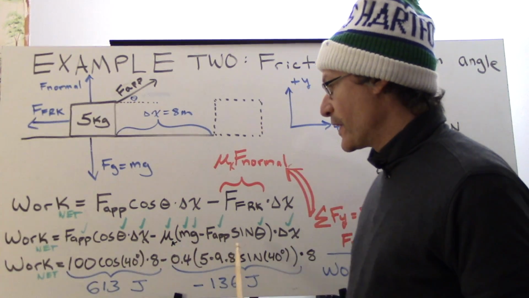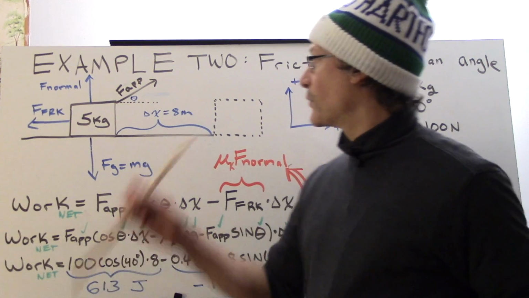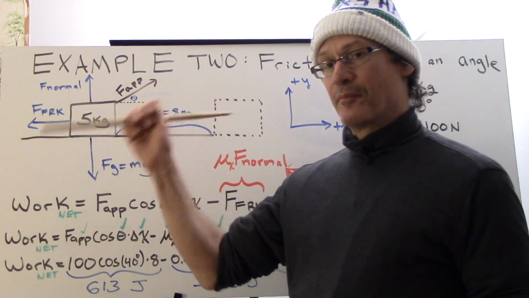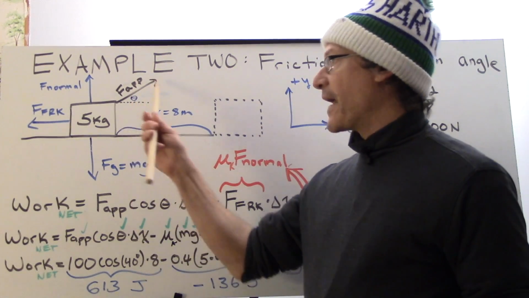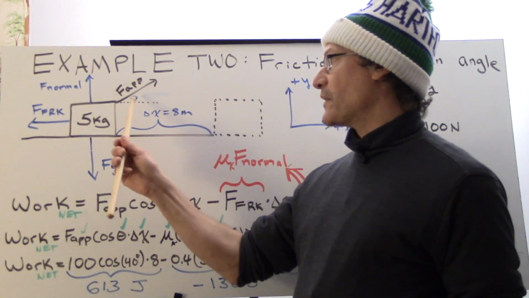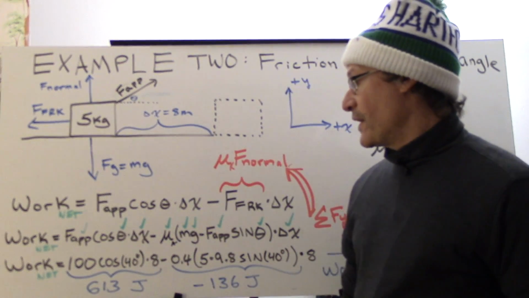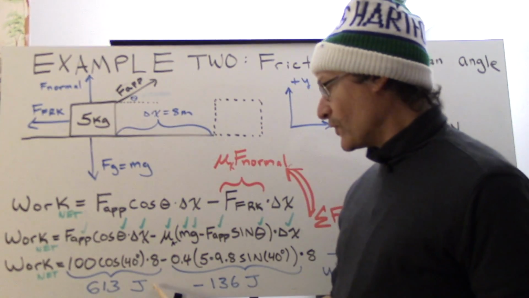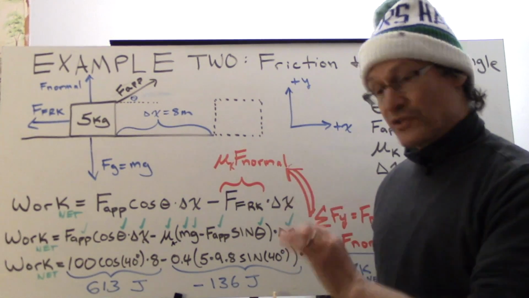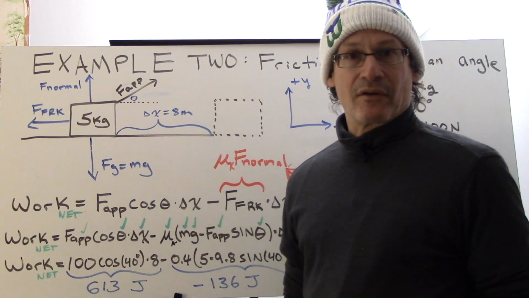I plugged in the numbers, and this part here is 613 joules. That's the force applied in the horizontal direction. Notice it's less than it was before because we're at an angle. Some of that force is obviously not going horizontally, some of it's also going vertically too, upwards. So it's only 613 joules instead of the 800 we had last time. And also, we've got this frictional part here, negative 136 joules, stealing away that energy, okay?